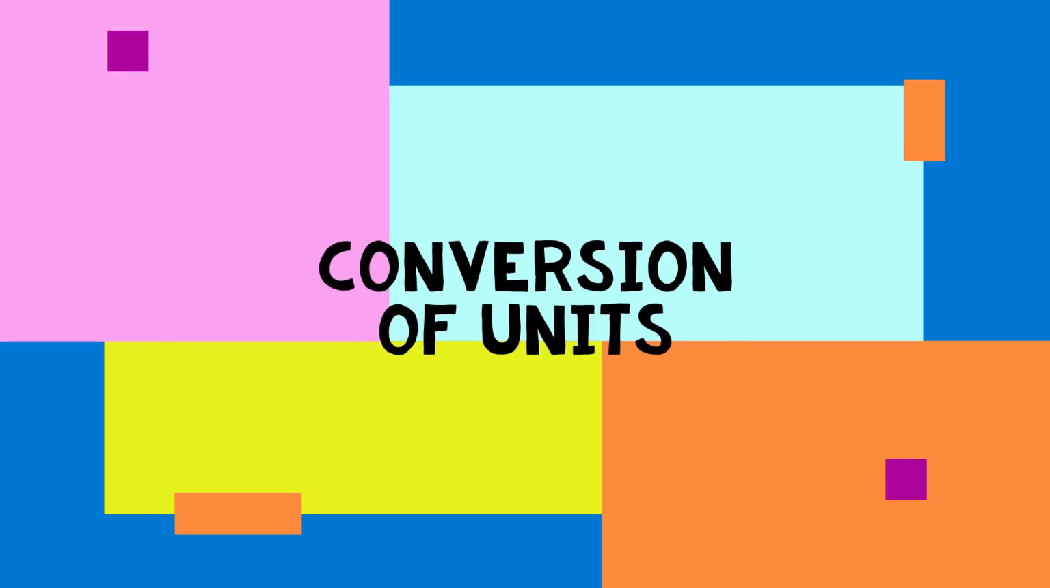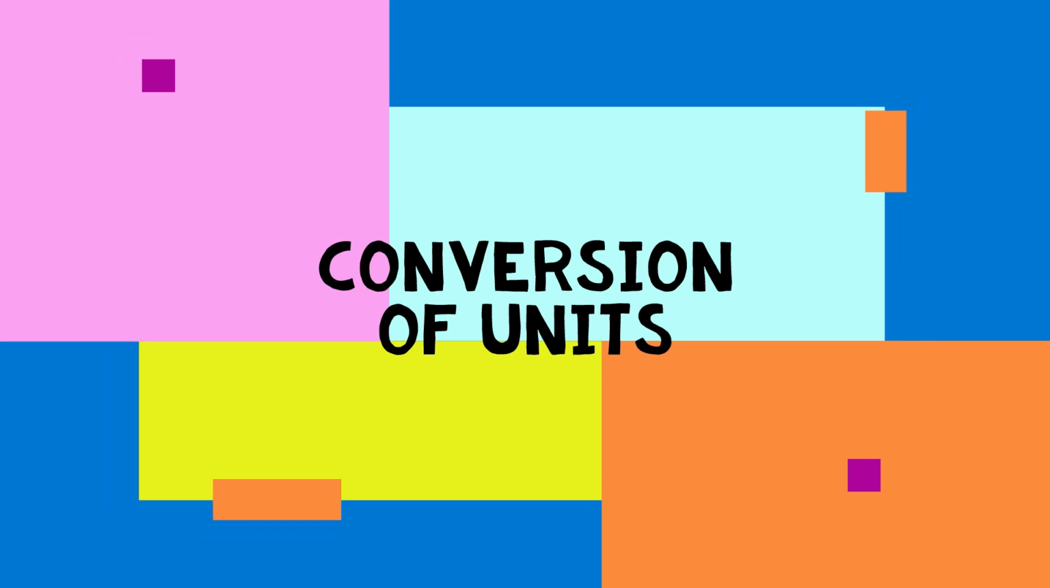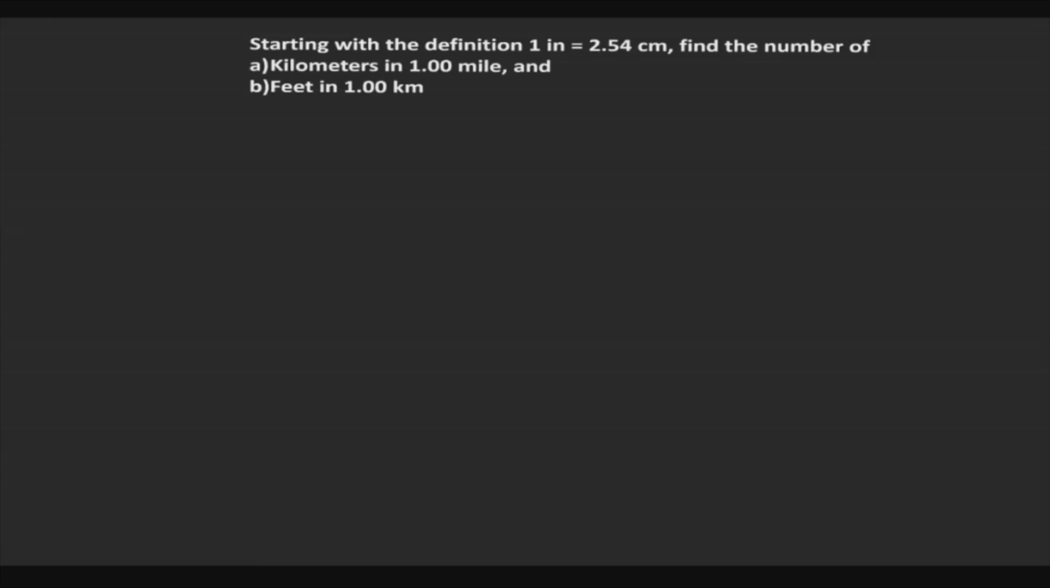In this video, we are going to solve problems regarding conversion of units. For our first problem, starting with the definition of 1 inch is equal to 2.54 centimeters, find the number of A. kilometers in 1 mile and B. feet in 1 kilometer. Our given is 1 mile and 1 kilometer.